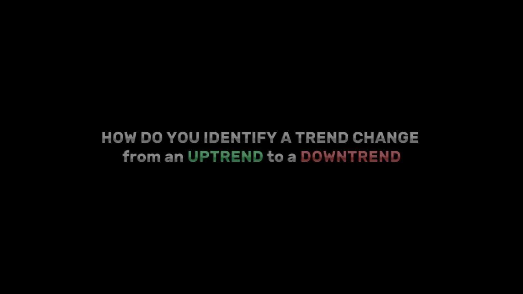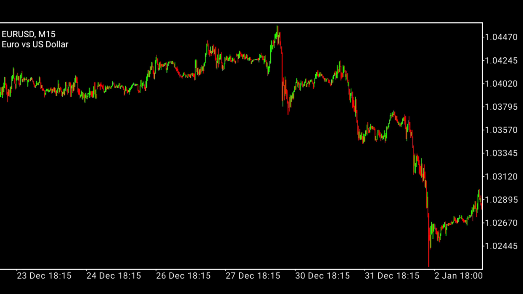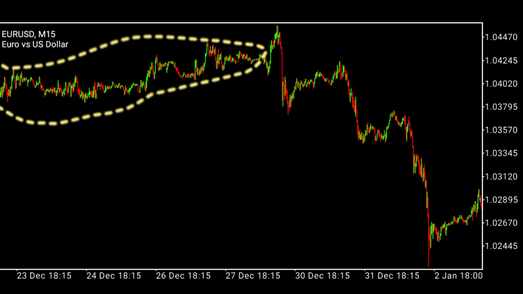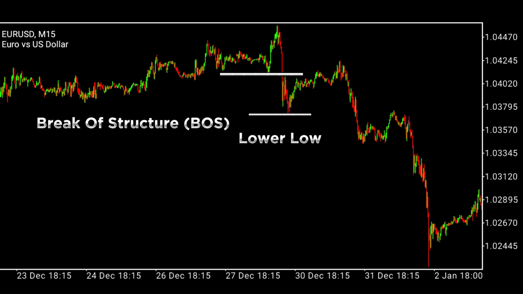So now, how do you identify a trend change from an uptrend to a downtrend? So here, you have your moving uptrend with the higher highs and higher lows, and then a lower low forms, breaking the last higher low. We call this a break of structure, and then we have a lower high and another lower low, finally signaling a trend change from an uptrend to a downtrend.